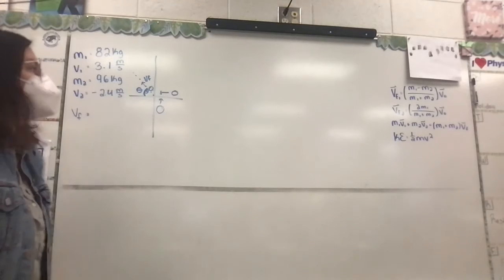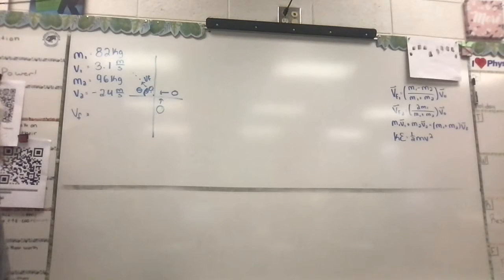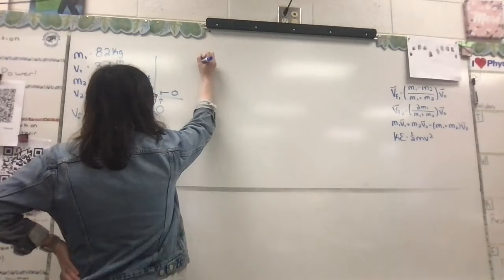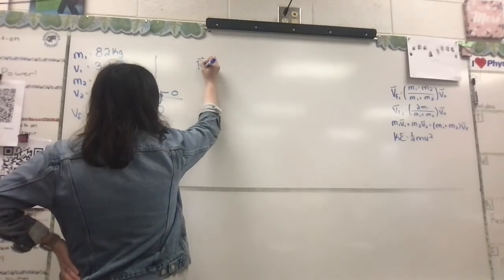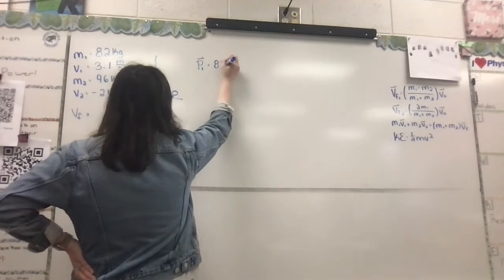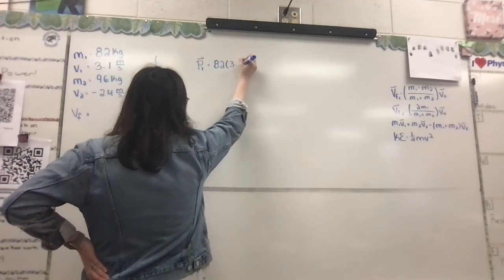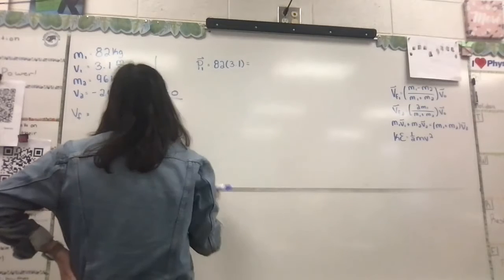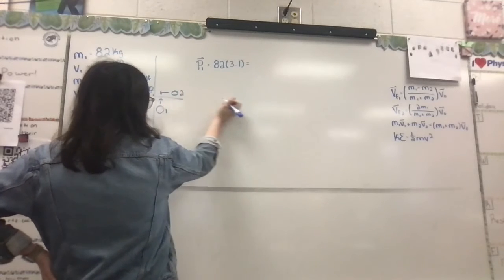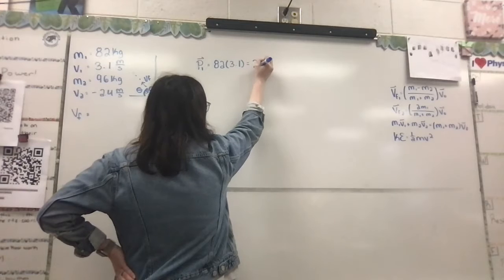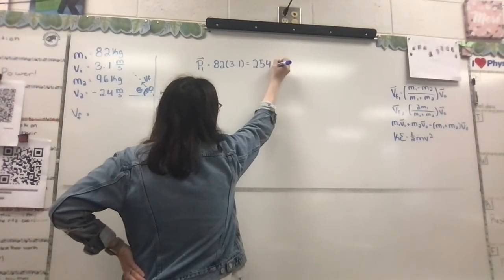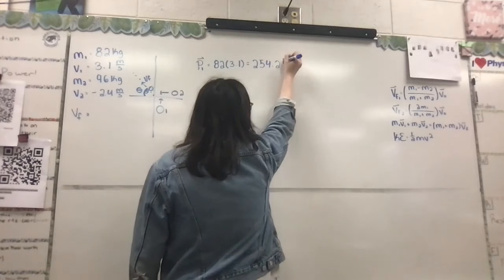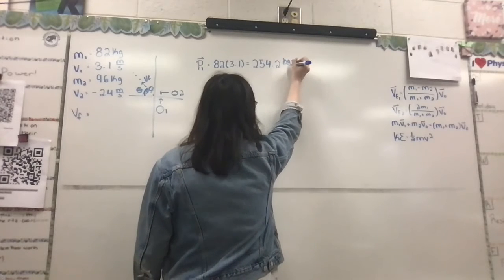Okay, so how about we start by finding the initial momentum for each of these players? How would we find the momentum of player 1? Mass times velocity. Yeah, so their mass is 82 kilograms, and their velocity is 3.1 meters per second. So what is their momentum? 254.2. What are the units? Kilogram meters per second. Awesome.